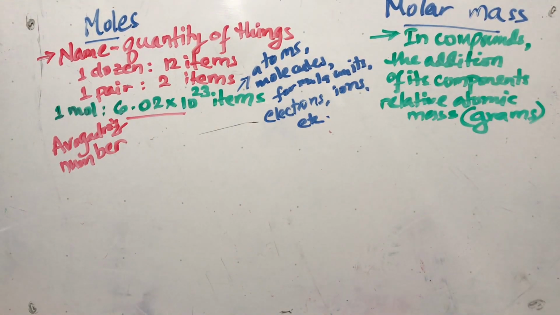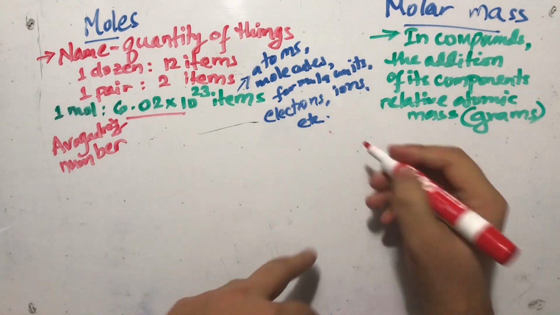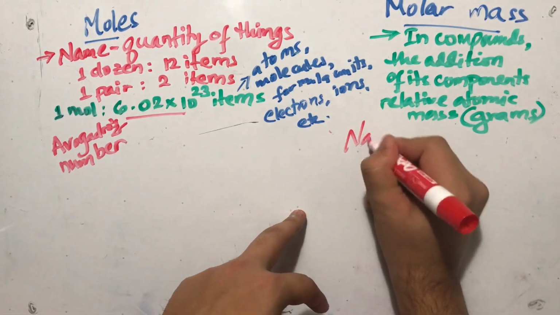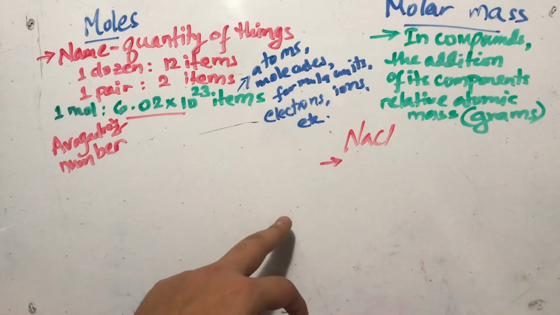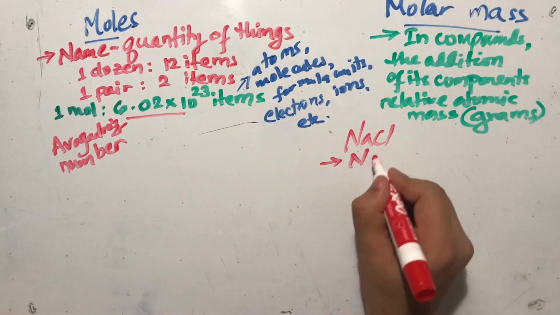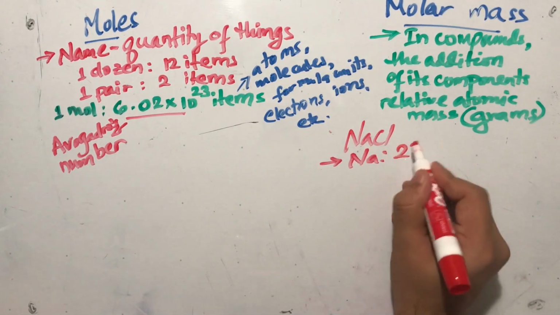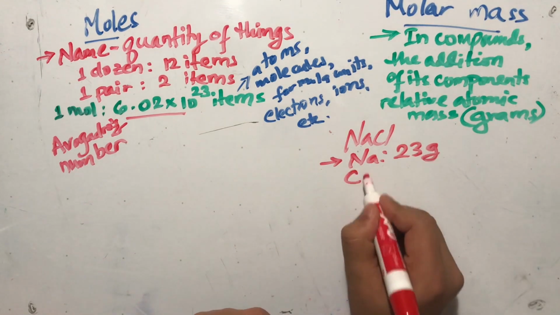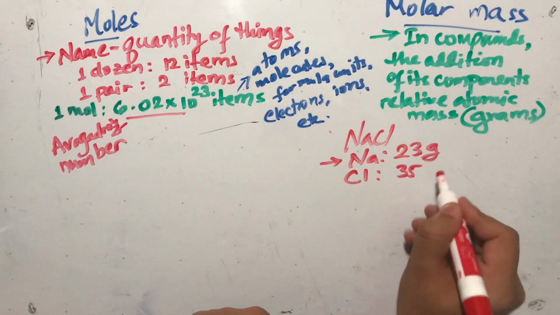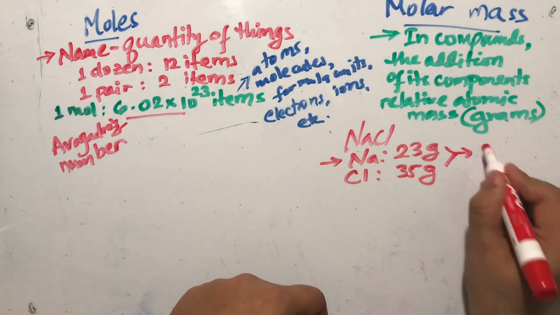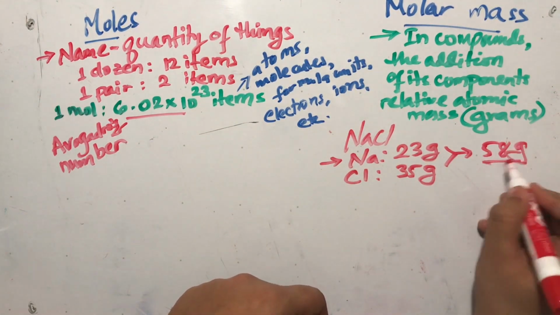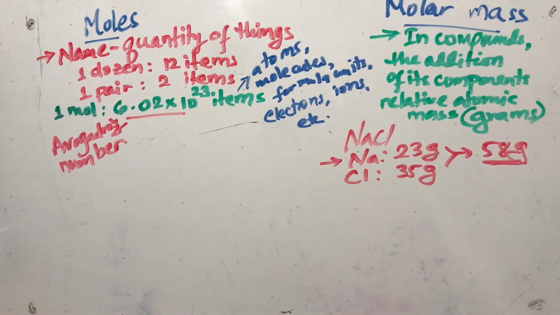Grams, okay. So for example, if I ask you what's the molar mass of sodium chloride, NaCl, all you have to do is look at the periodic table and find the atomic mass of sodium, which is about 23 grams, and the atomic mass of chlorine, which is about 35, and you add them together. That should give you about 58 grams. That's the molar mass of sodium chloride.